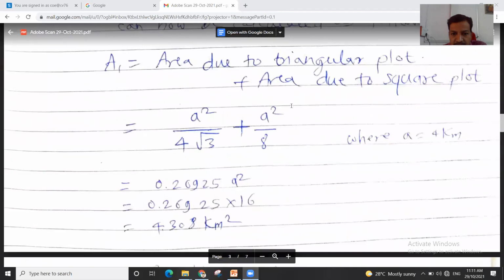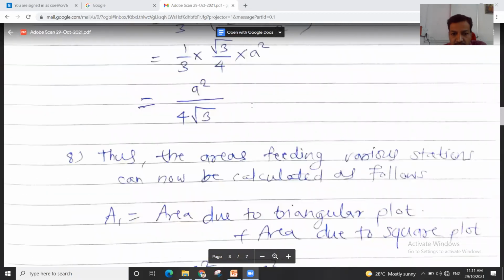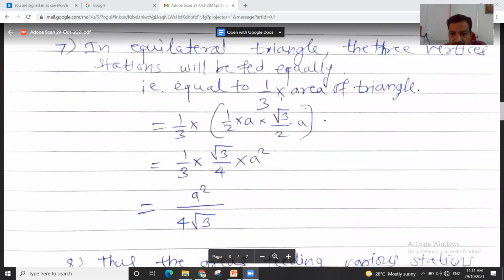ट्रायंगलची एरिया काय आली बघा, 1/2 बेस a इंटू √3/2 इंटू a, एरिया ऑफ द ट्रायंगल. त्याचं 1/3 घेतलेलं आहे. असे किती ट्रायंगल्स आहेत? 3 व्हर्टायसेस आहेत म्हणून 1/3 of this triangle, area of the triangle. Then you get the area of each triangle.